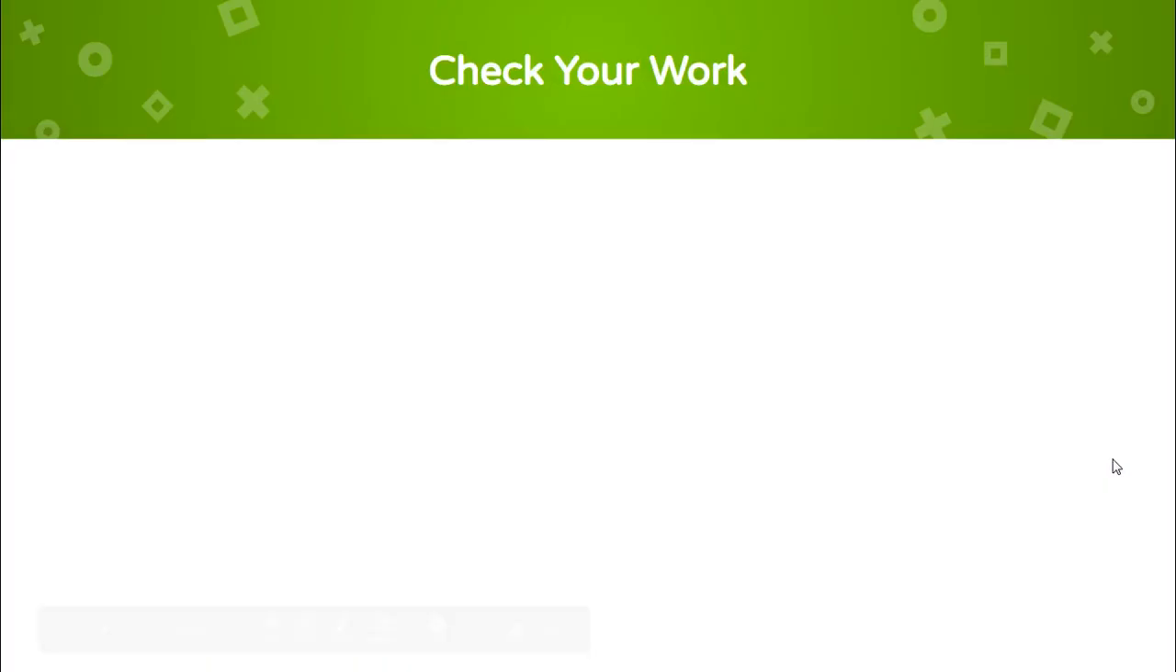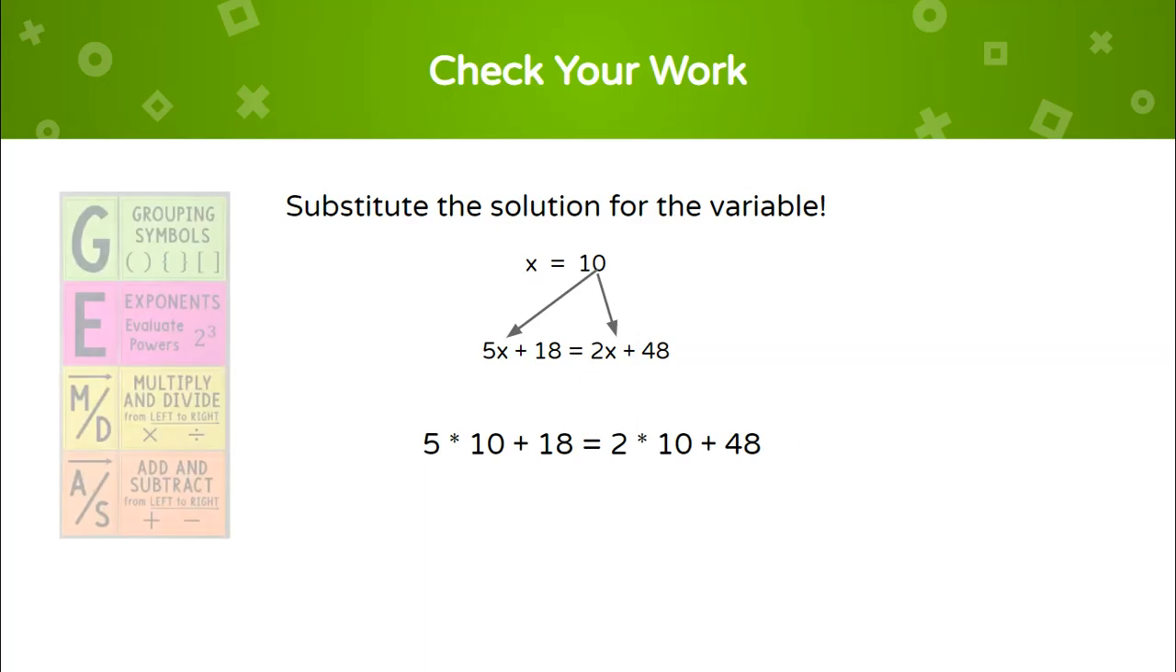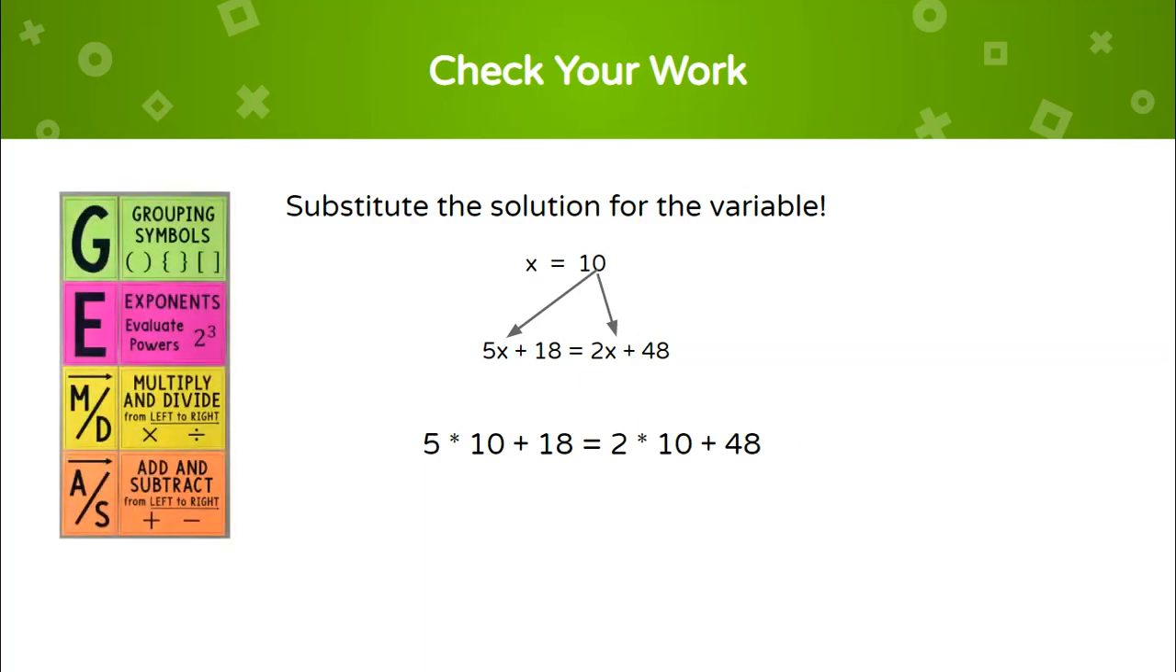But as always, always, always check your work. We substitute the solution for the variable. This is how you know all the time if your work is right. So if we think x equals 10, then wherever we see an x in our equation, we're going to substitute the number 10. And so our equation now looks like 5 times 10 plus 18 equals 2 times 10 plus 48. And this is where we have to remember GEMDAS, our order of operations. We have to multiply before we add.